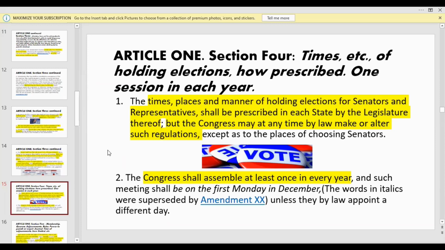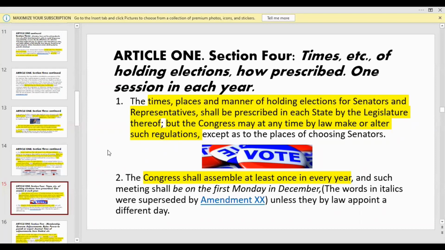What if a state is holding a local election for governor? Can Congress step in and make any law about that? The answer is no. That is a completely local matter. It's only when it's for the office of United States Senator or United States House of Representatives that Congress does have the power to regulate how those elections are run.